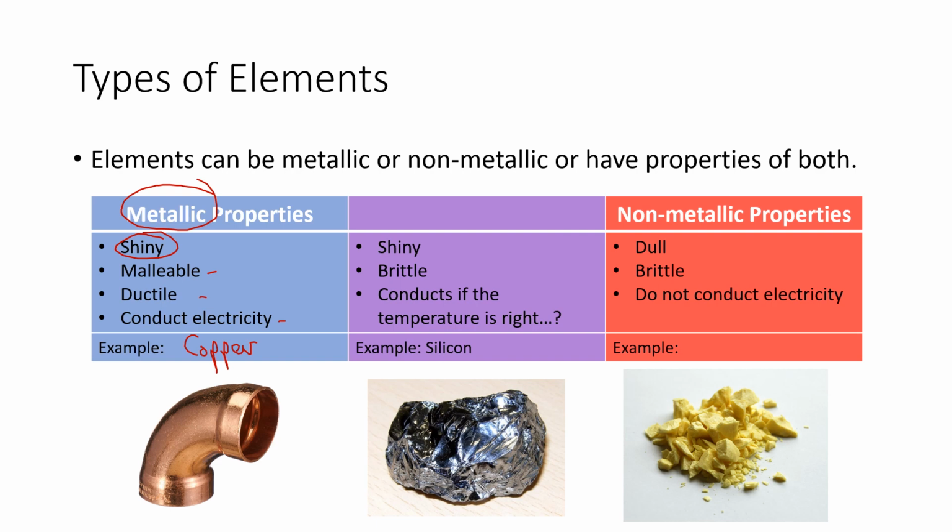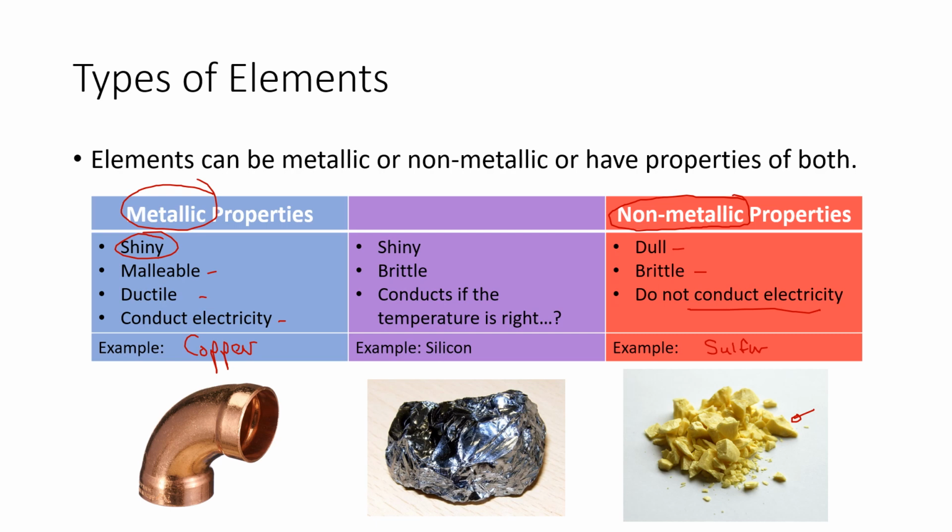And a big section of the periodic table is metallic elements. On the other side, we have a whole bunch of non-metal elements. And these are pretty much the opposite. They're not so shiny. They're more brittle. They don't conduct electricity, and a good example here is sulfur. You can see it's this yellow, crumbly, almost like a powdery substance. Like you make a powder out of it, or like a crystalline substance.